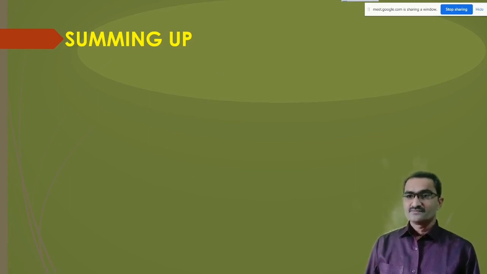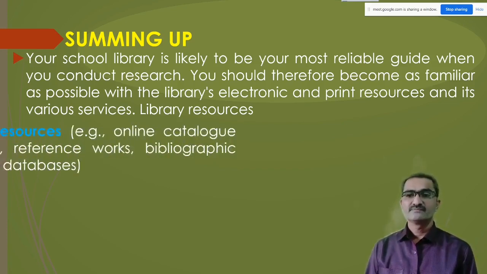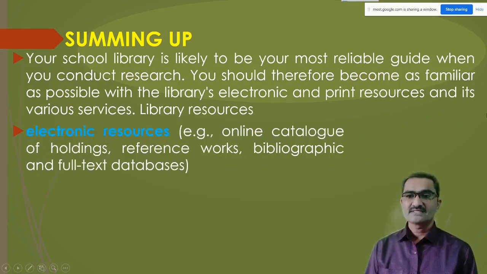Conducting research. We have discussed that particular section in 3 parts, and now we are going to summarize in brief what we have discussed. Your school library or college library is likely to be your most reliable guide when you conduct research. You should therefore become as familiar as possible with the library's electronic and print resources and its various services, which include electronic resources, for example, online catalog of holdings, reference works, bibliographic and full text databases. We have discussed all these things. I am just revising it in brief.